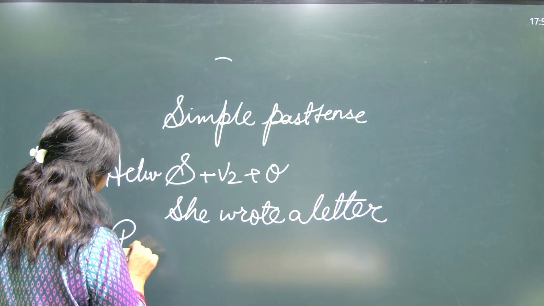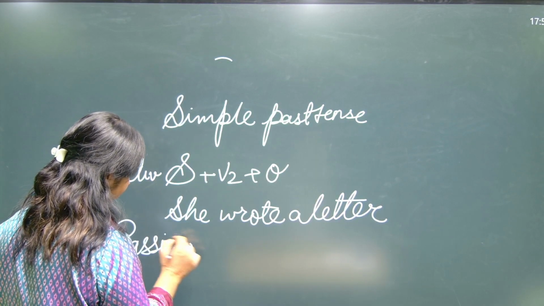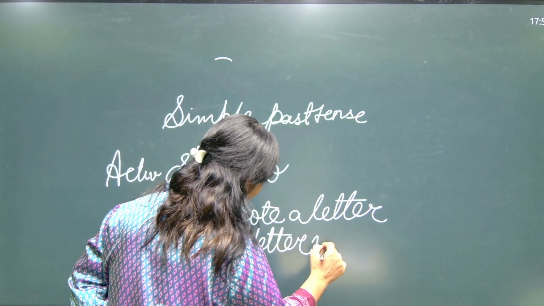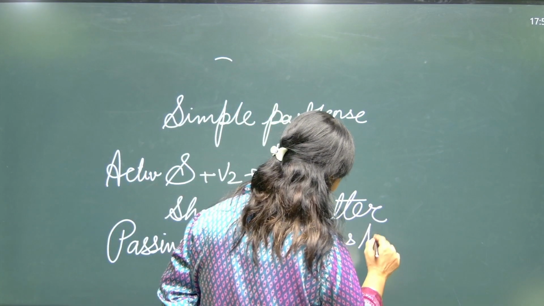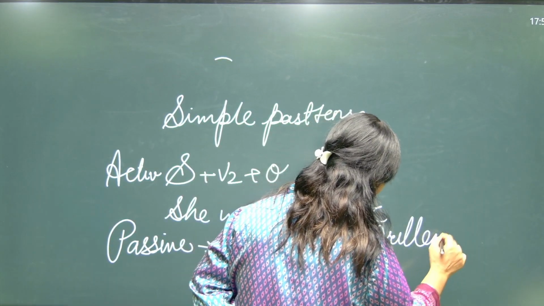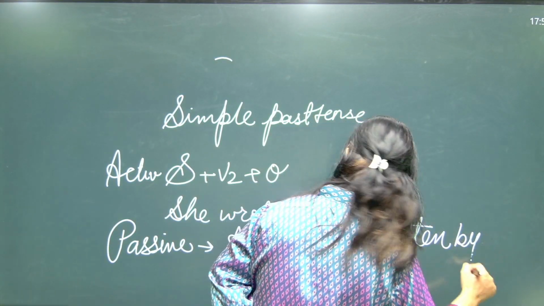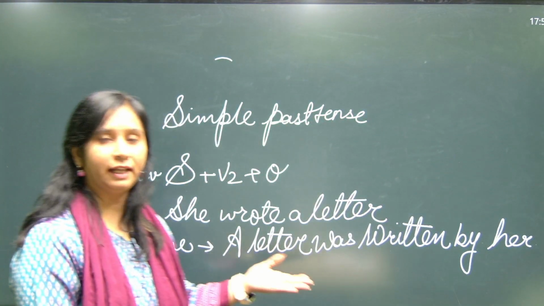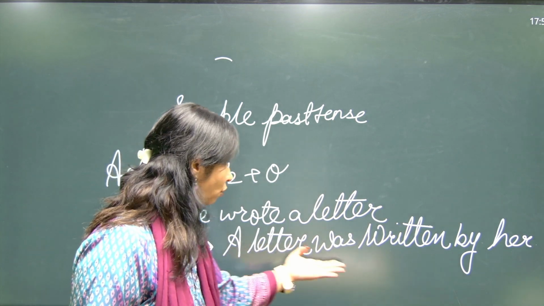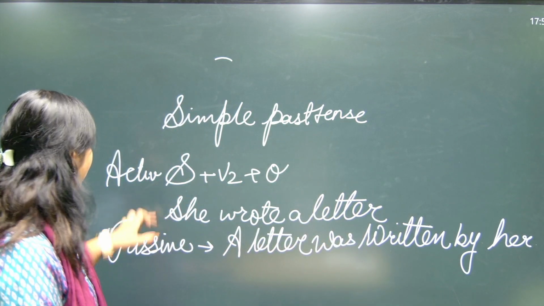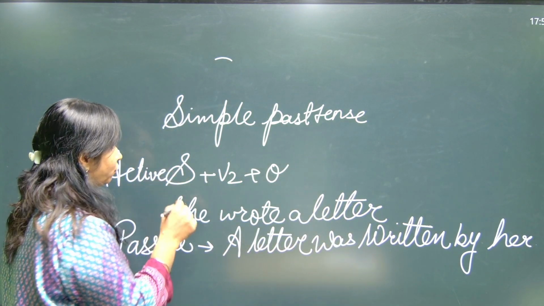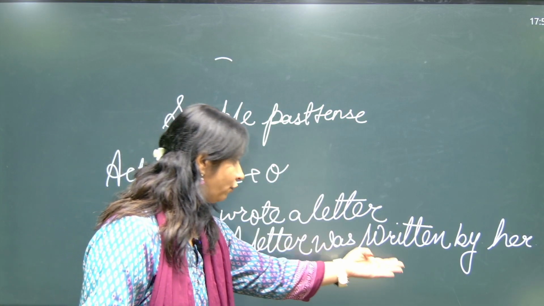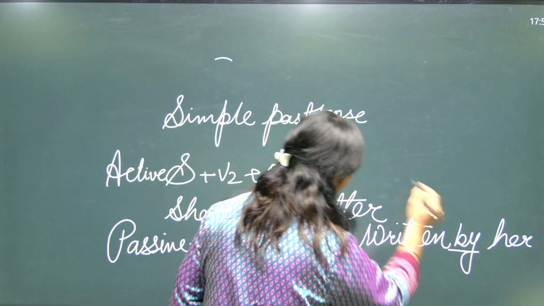Now in passive voice, a letter was written by her. So as I said, tense does not change. A letter was written by her. Here in active voice, we have used verb's second form, and here we have used was plus written by her.